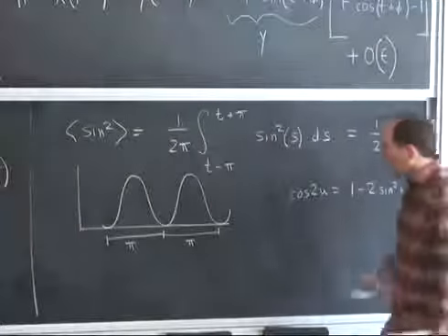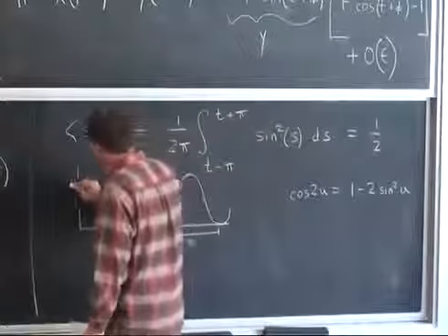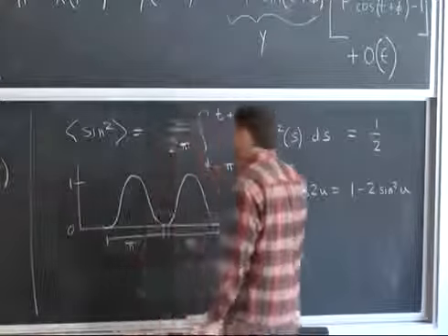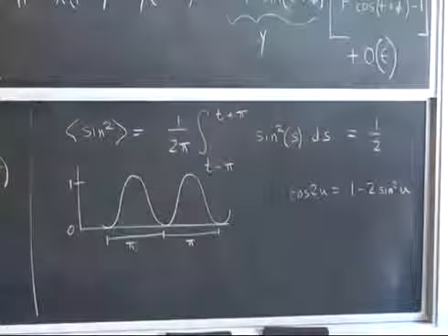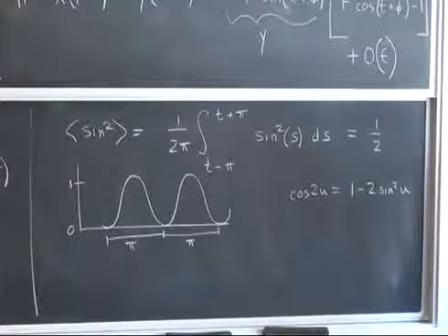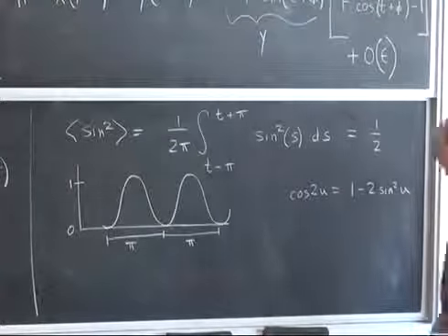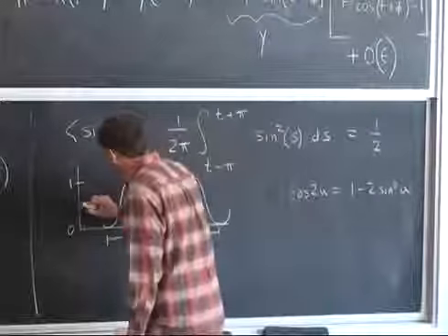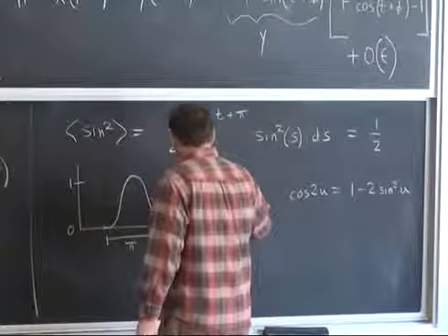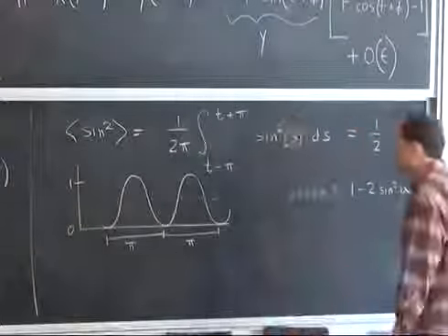So now, what is this maximum? 1/2. That's 1. That's 0. And now I'm claiming that the average value of this object is a half, which sort of looks right by the symmetry. But let's think about it. I mean, what is the average supposed to be?